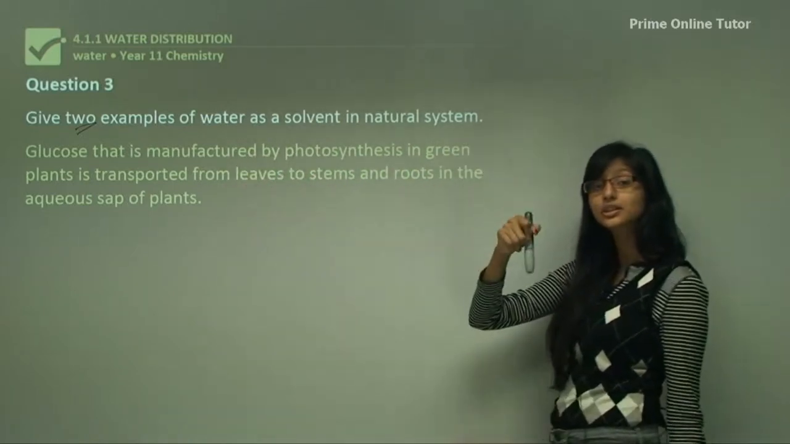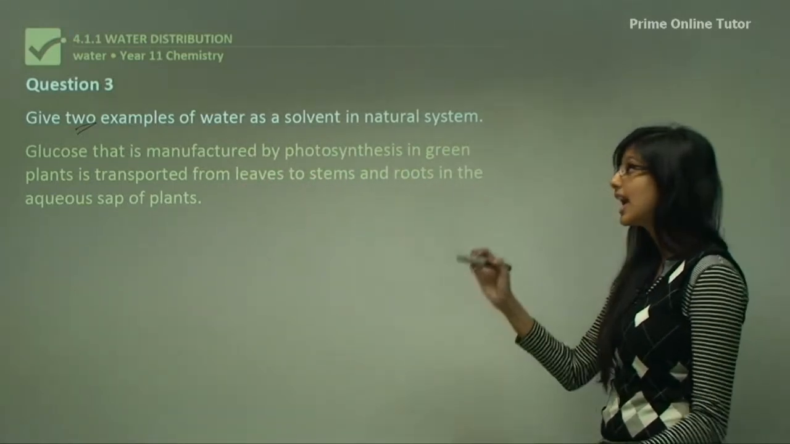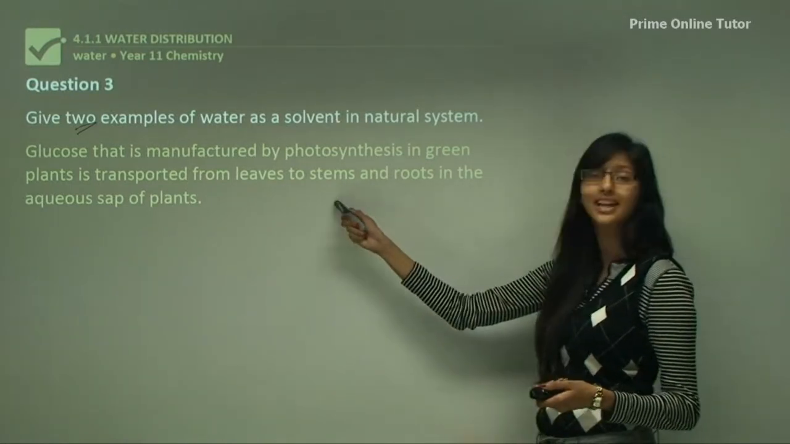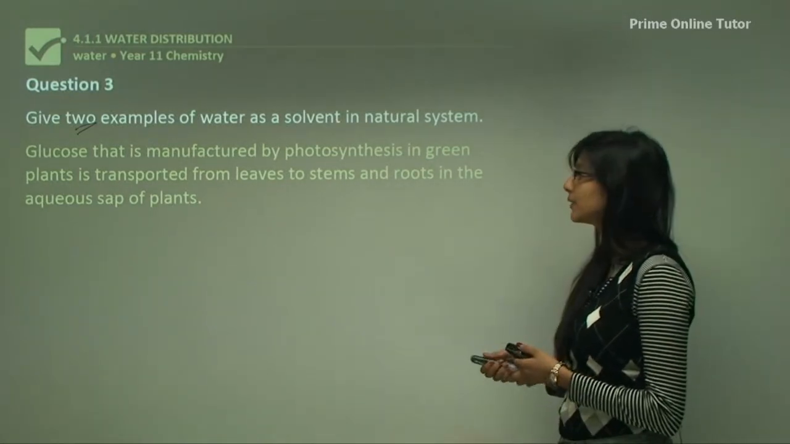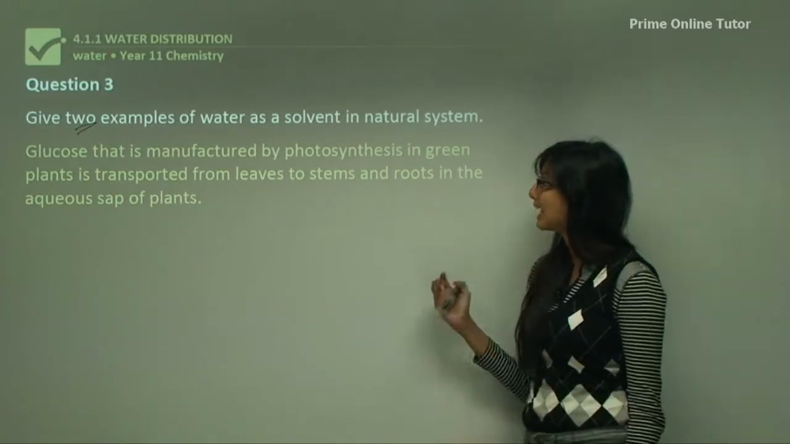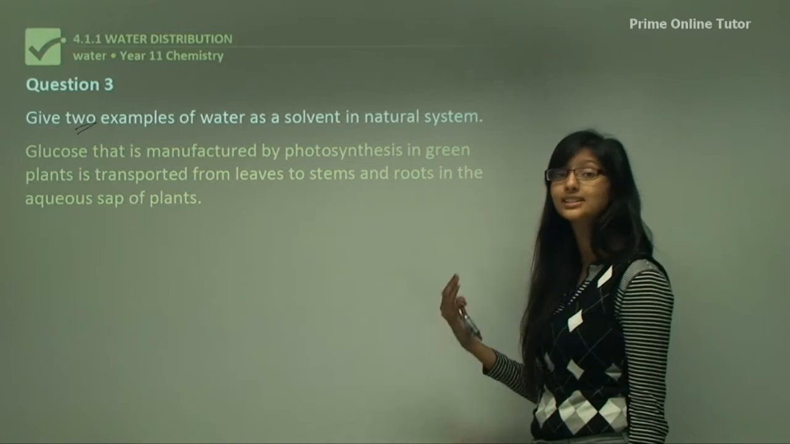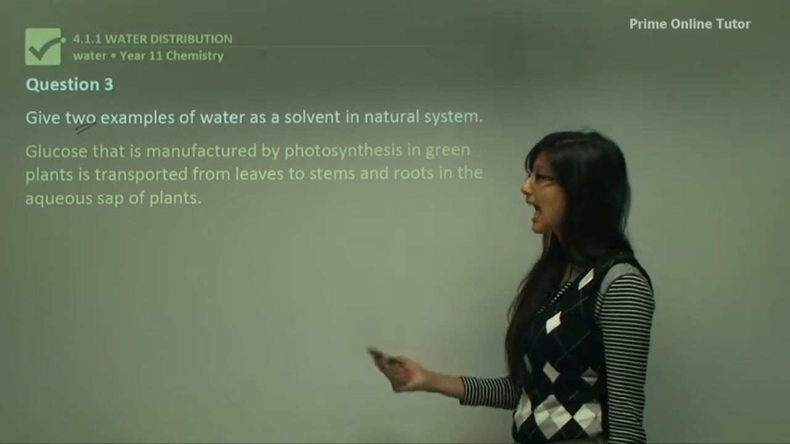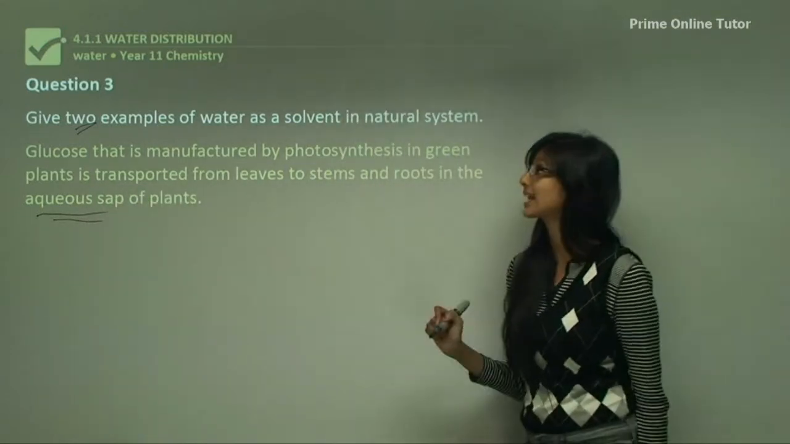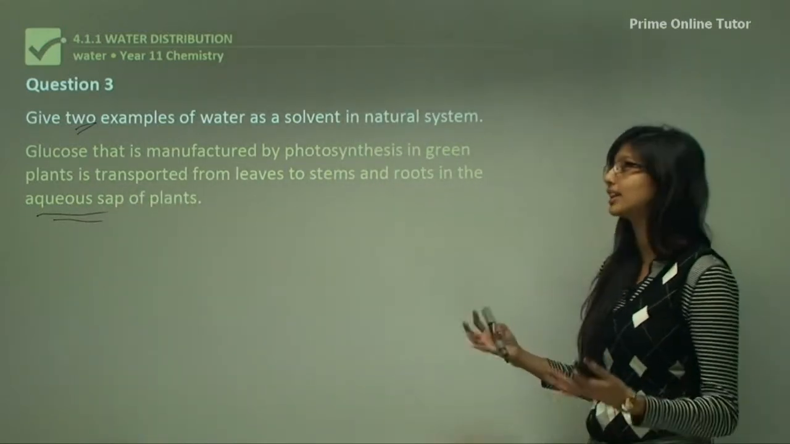So the glucose molecules get dissolved in the water, and then the water transports the glucose molecules to the stems and the roots. Therefore, water is acting as a solvent in the plant, and it has a special name when it is acting as a solvent in the plant: you call it aqueous sap. So when water is acting as a solvent in a plant, we call it an aqueous sap.